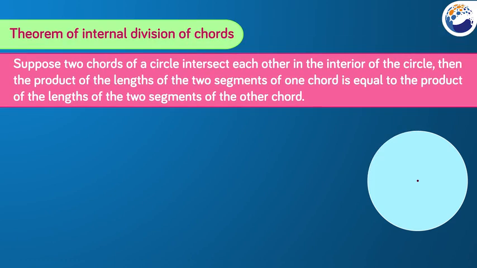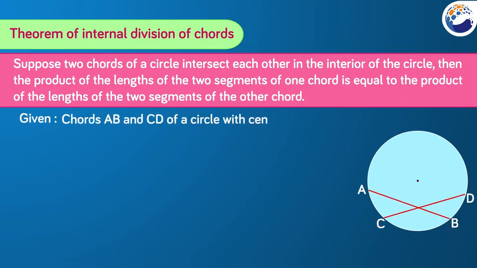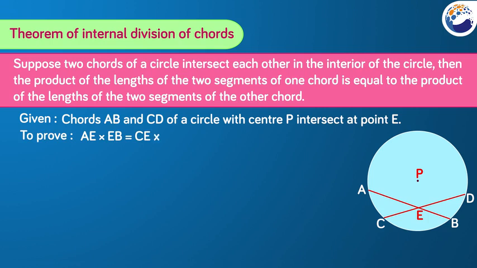Suppose two chords of a circle intersect each other in the interior of the circle, then the product of the lengths of the two segments of one chord is equal to the product of the lengths of the two segments of the other chord. Given: chords AB and CD of a circle with center P intersect at point E. To prove: AE into EB is equal to CE into ED.